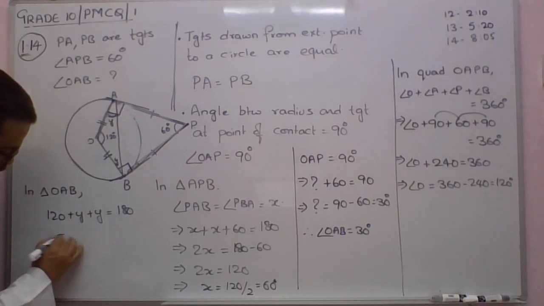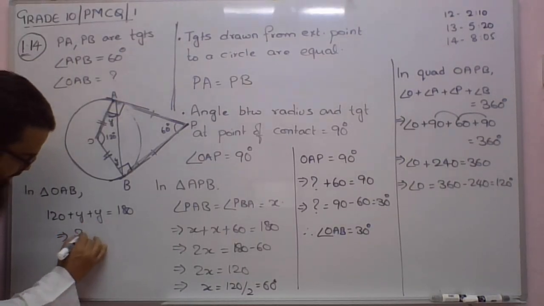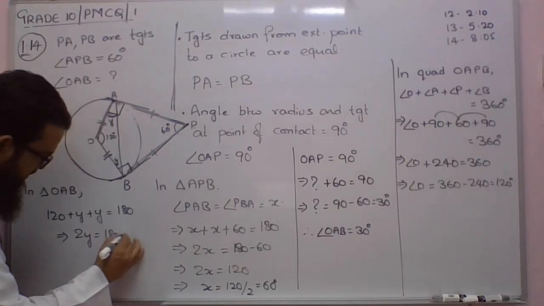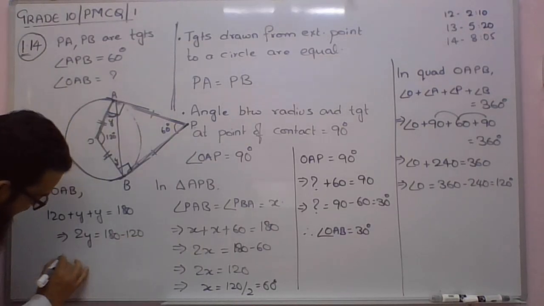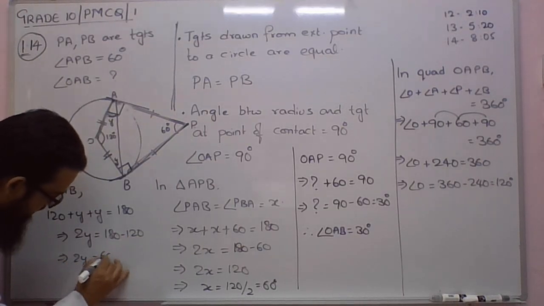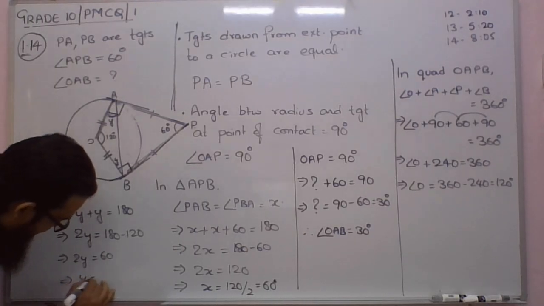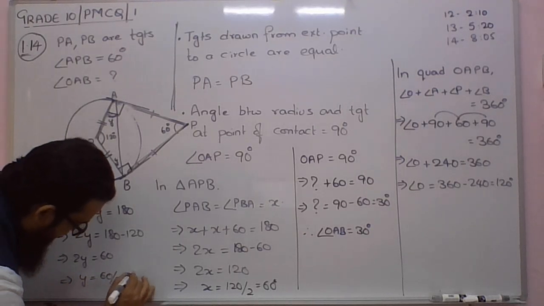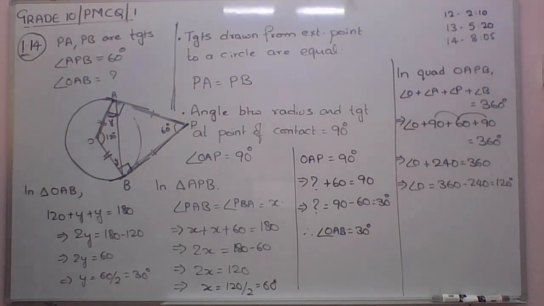So 120, y plus y, 2y is equal to 180 minus 120. That implies 2y is equal to 60. That implies y is equal to 60 divided by 2, that is equal to 30 degrees.